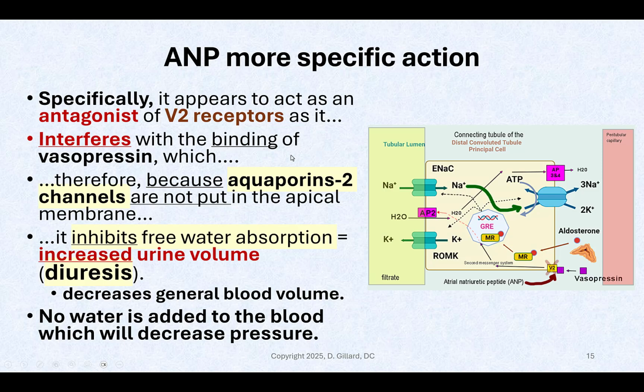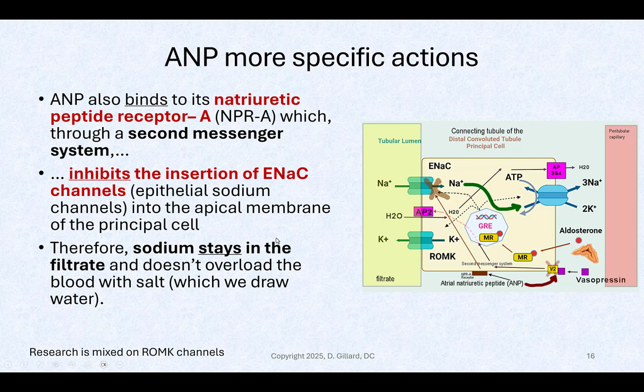It blocks the V2 receptor, interferes with the binding of vasopressin, therefore aquaporin 2 channels can't be put in, and therefore free water is inhibited from being reabsorbed into the principal cell, which gets right into the blood. Okay, everything we said. ANP also binds to natriuretic peptide receptor A, that's NPRA. And it stimulates the secondary messenger system, which ultimately inhibits the insertion of ENaC channels into the apical membrane. Therefore, the sodium then stays in the filtrate and doesn't get sucked back into the blood.